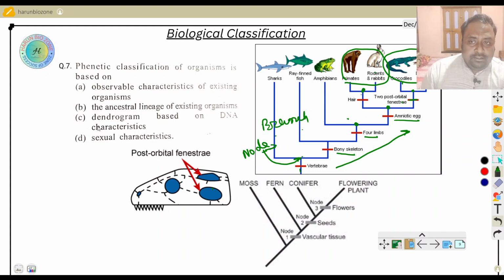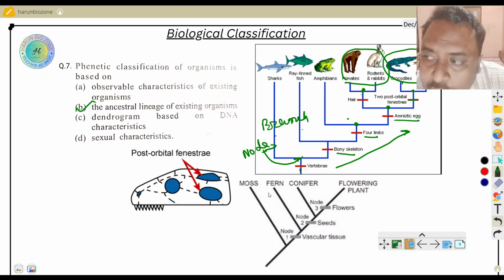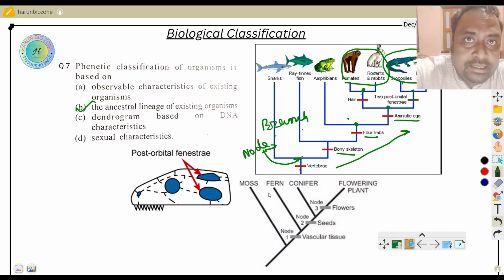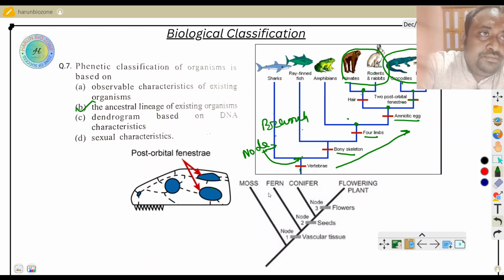Here the right answer is the ancestral lineage of the existing organism. Ancestral lineage of the existing organism. Number 2, next question.